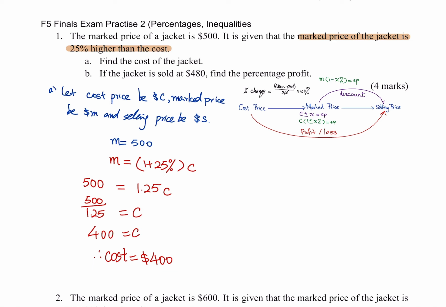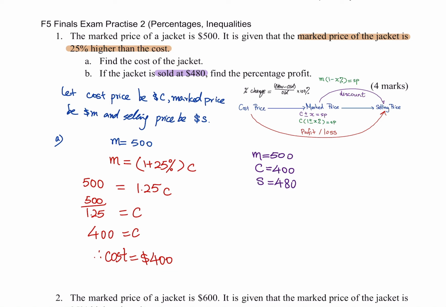This is part A, okay? Or you could say part A starts from here, because that's the whole for part B as well. Now what happens? Cost never changes because that's the original price. That you have to know. Cost never changes. And then in part B, we know that it's sold at 480. So our market price is 500. Our cost is 400. And then our selling price is 480.